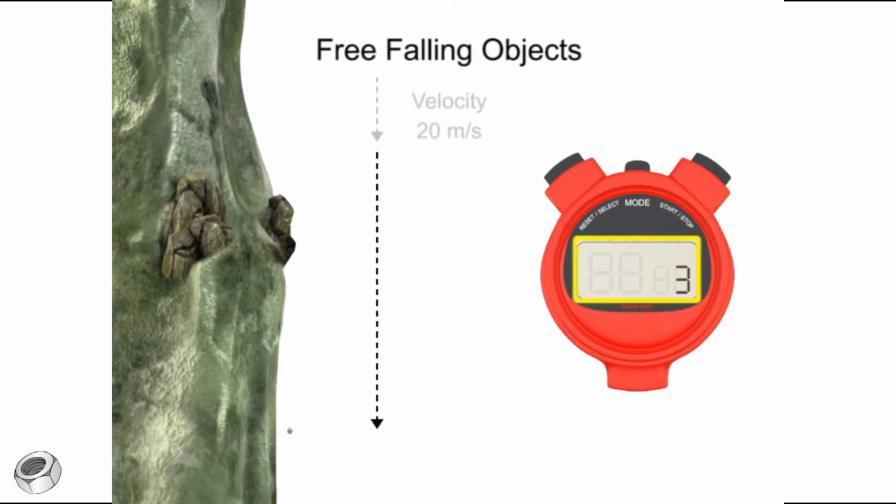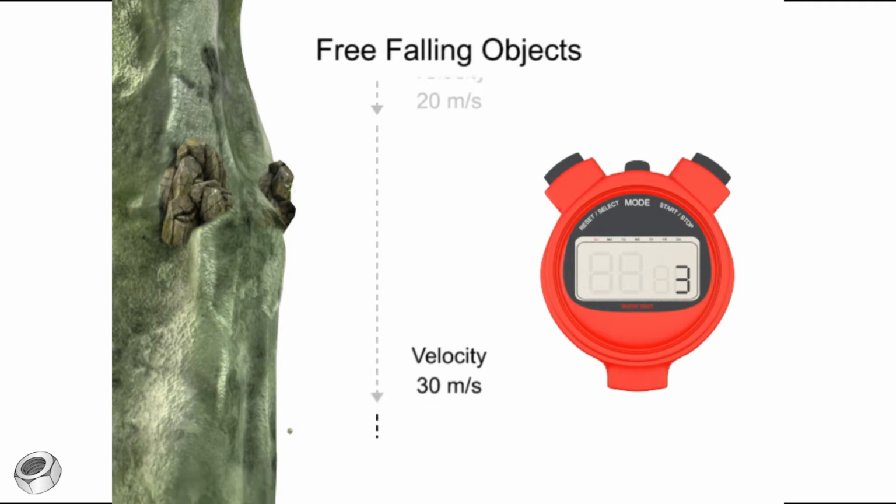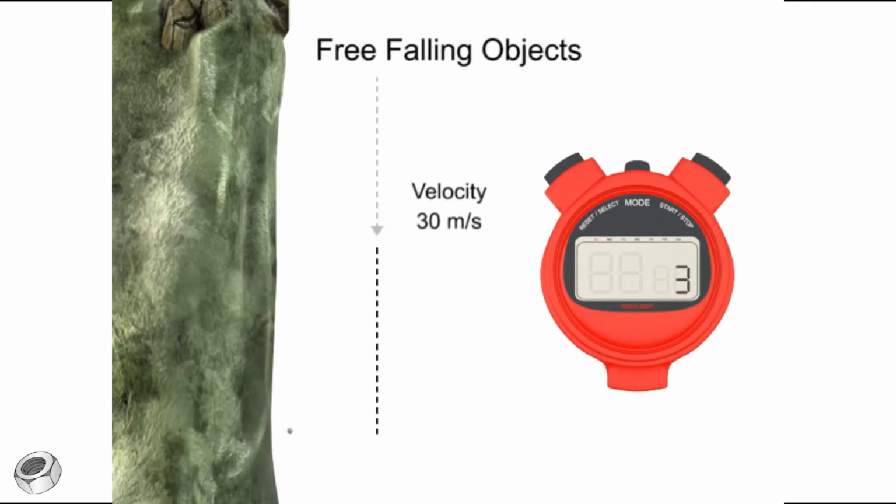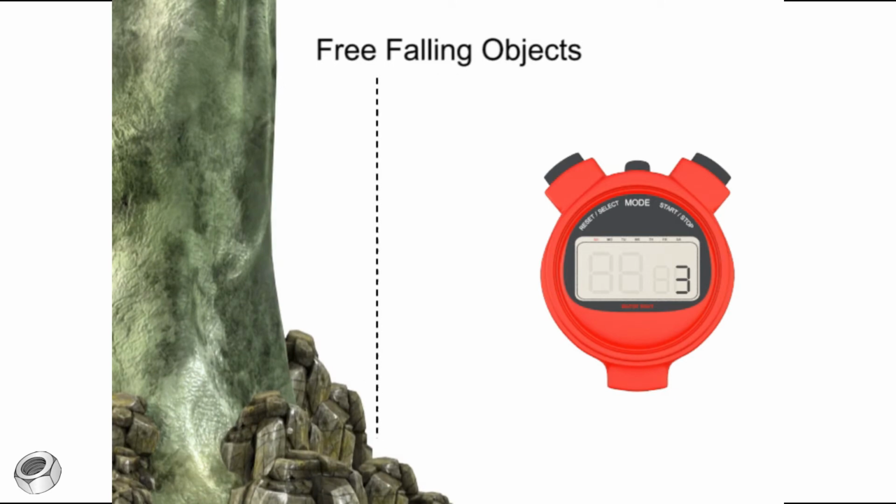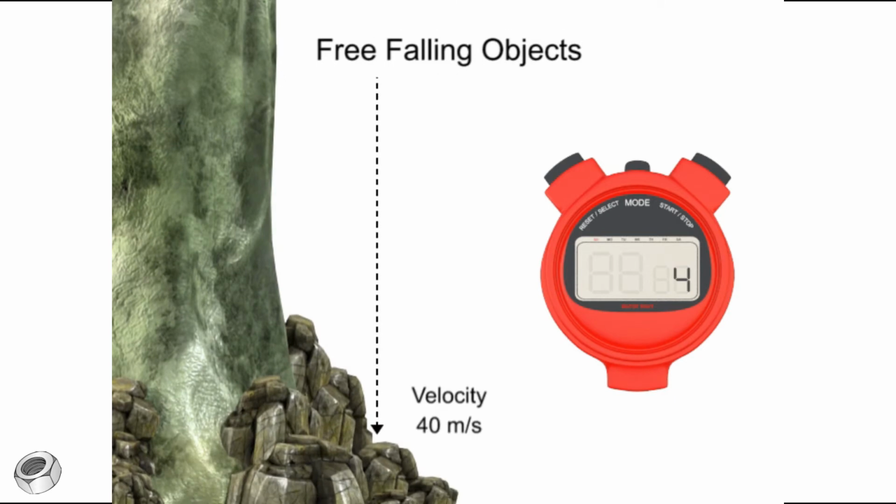After 3 seconds, it is falling at a velocity of 30 meters per second. With each passing second, the rock is gaining speed by 10 meters per second until it's stopped by the surface of the Earth.